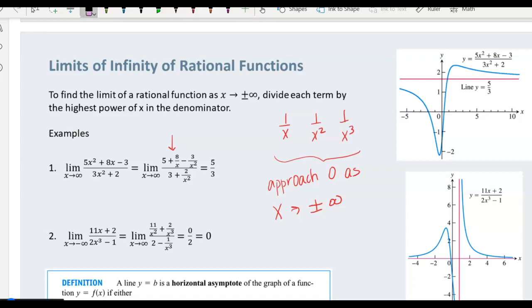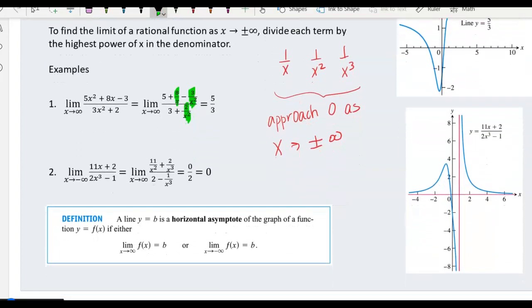So to analyze what's happening with the function, I can take all of these values that are being highlighted, say they're effectively going to go to 0. And so the only numbers that are really deciding what's happening with the y values overall is the 5 and the 3. And so that's how we get that horizontal asymptote at 5/3.